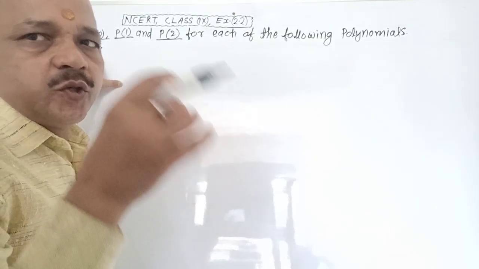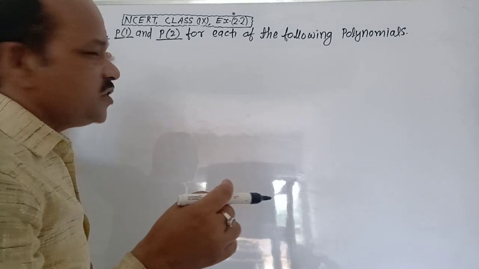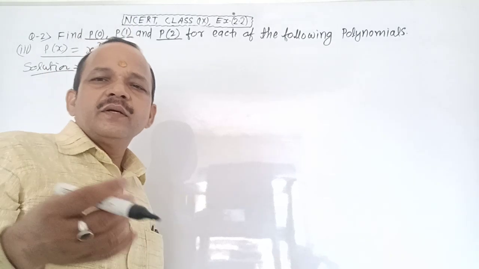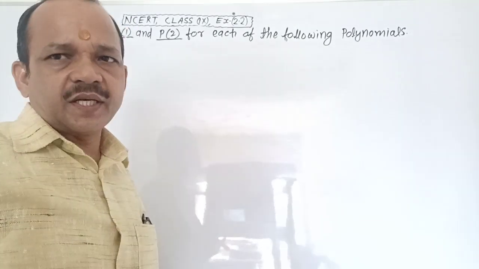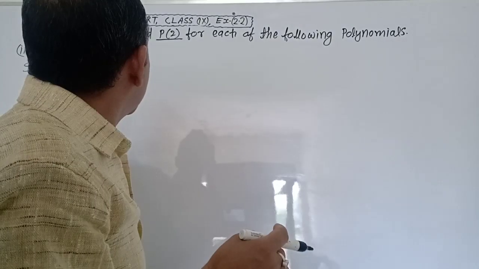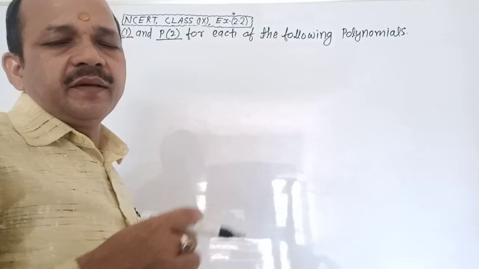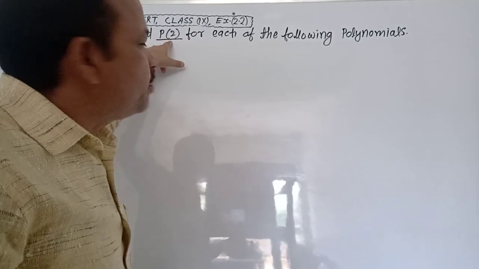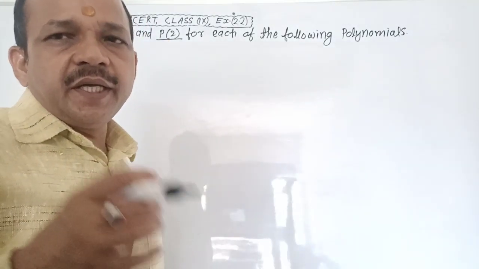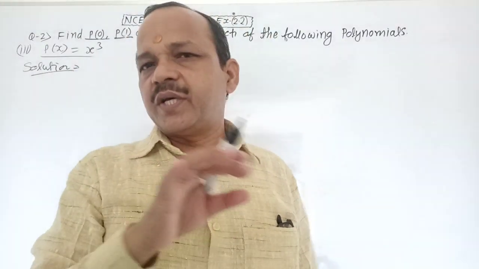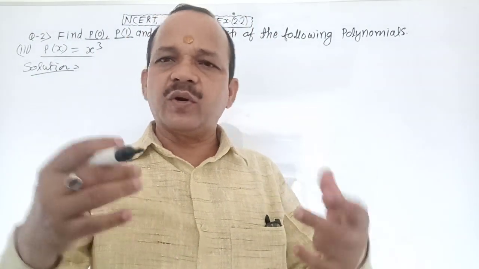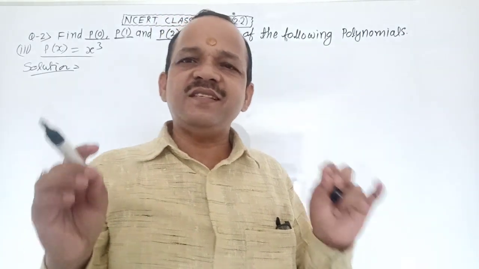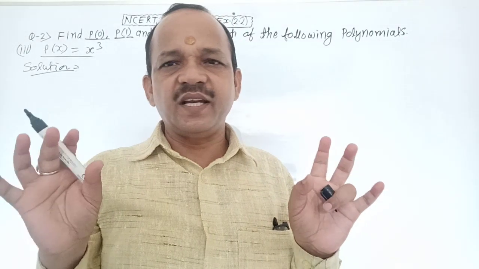It means you put the value of 0 in the given polynomial and you find your first answer. Next time you put 1 in the given polynomial. Clear? And last time you put 2 in the given polynomial. In this way you can solve your question very easily and you can find your answer. No confusion about it. Very good. It is very easy, but you concentrate your mind. Clear? See the board.